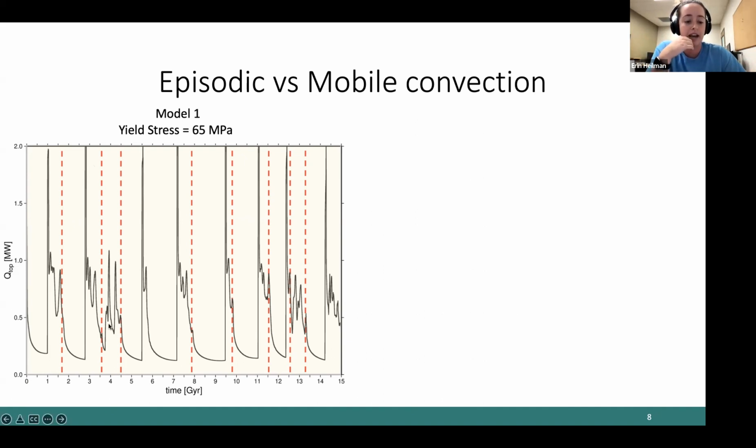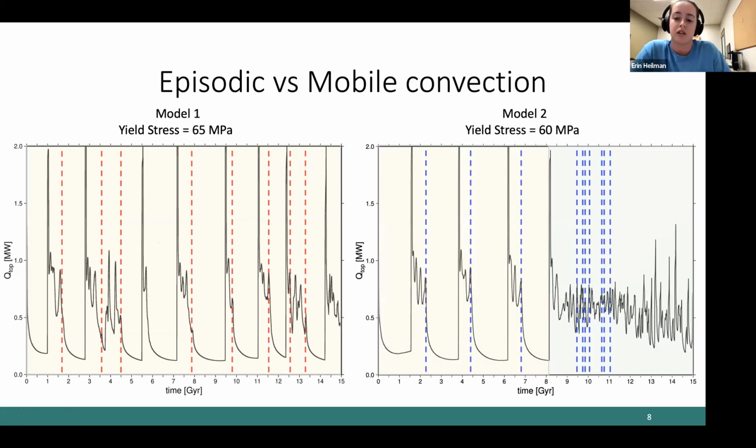And then the red dashed lines show where you have those plume-driven subduction terminations. Out of the 8 cycles that we see in our model, we see roughly 8 of these terminations, because in this section we had terminations, but the convection started again. So it won't happen every single time that the subduction zone shuts off, but it does happen consistently throughout the model. For our second model, we lowered the yield stress by 5 MPa to try and see if we could get a more mobile version of this model.